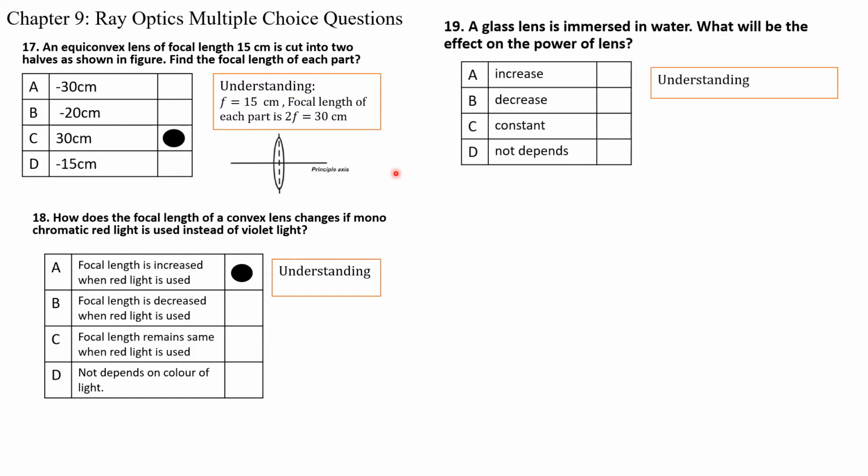Question number 19. A glass lens is immersed in water. What will be the effect on the power of the lens? So this also we have to know that when a glass lens is immersed in water, its power will decrease.